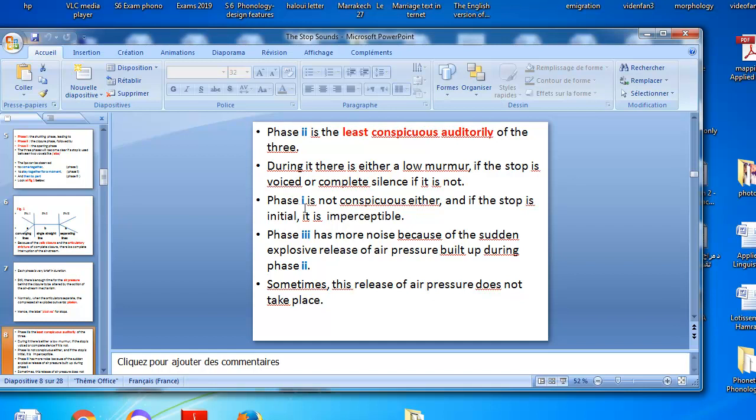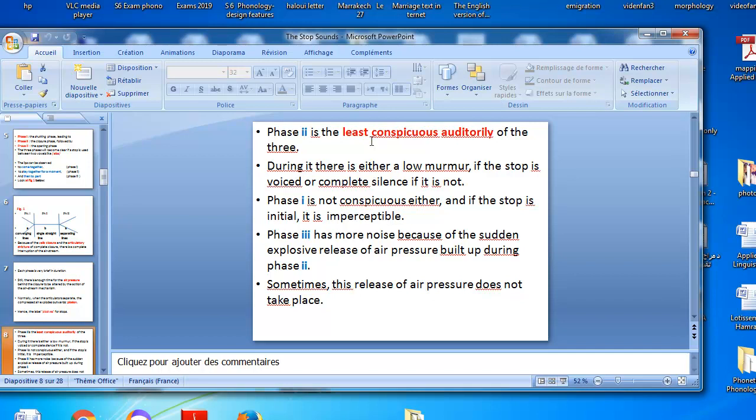Now, phase 1 is not conspicuous either. We don't even recognize it, we don't hear it. And if the stop is initial, it is imperceptible. What do you mean by this? If the stop sound is used in the initial position of words or phrases or expressions in general, we don't even recognize them, we don't hear them, we don't perceive them.